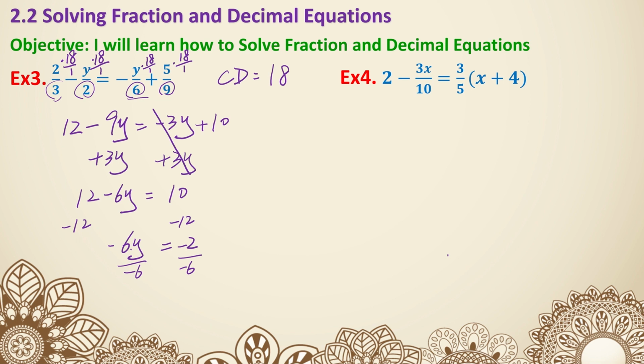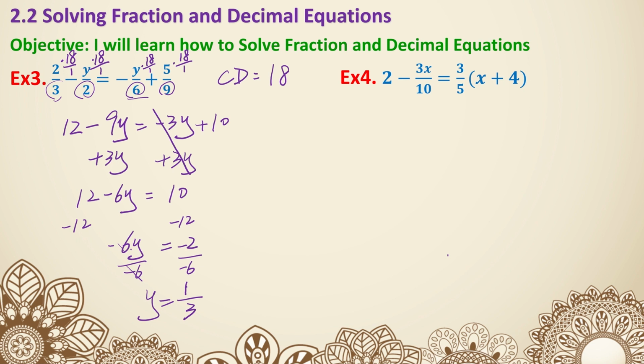That's a pretty common mistake. A lot of you might see, oh, it's a negative 6, so let's add 6. No, we have to do the inverse operation. Right now it's multiplication, so we have to divide. So the negative 6 and negative 6 are gone. On the right side, negative 2 over negative 6 simplifies to be 1 over 3.